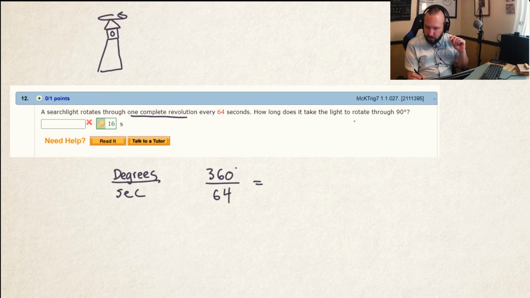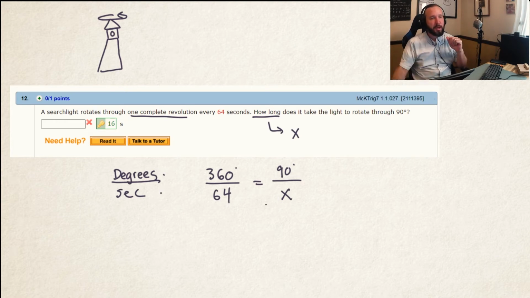And now I want to know how long. So that's a number of seconds, so I'll call that X. How long does it take to rotate through 90 degrees? So I named that X. Both of these proportions are degrees per second. Once you set up this proportion, then you can just cross multiply and divide to figure out what the missing seconds is.